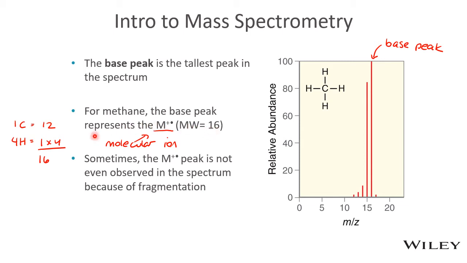Now, this is a very rare occurrence that the base peak is actually equal to the molecular ion mass. Sometimes the molecular ion peak is not even observed in the spectrum, and that's because some molecules are capable of fragmenting a lot easier than other molecules. And we'll see examples of those in just a second.